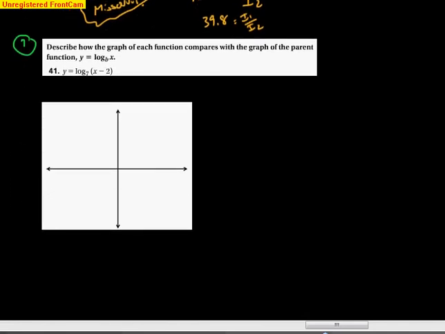All right, last one here. Okay, let's graph a log. It says describe how the graph of each function compares to the graph of the parent function. And again, we're going to graph this ourselves. Okay. So the parent function for this log graph is y equals log base 7 of x. But remember, we cannot think about the log graph right away. The first thing we think about is its inverse.